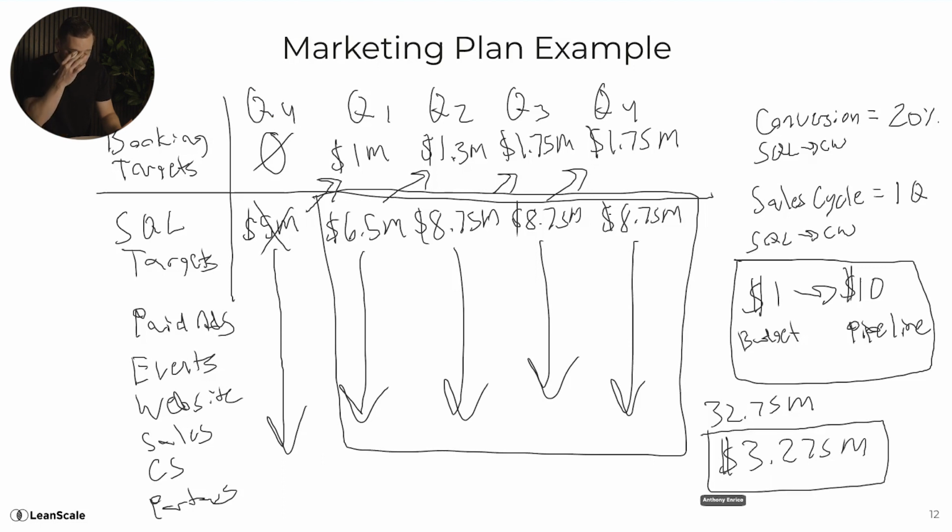Now, one thing that's really important to note is this efficiency metric that we talked about over here for your budget to pipeline. You should really be doing this by channel. So this isn't something that you really should be aggregating into one, but every company is going to be a little different. So take a look at efficiency by channel, SQL expectations by channel, and then have an expected budget by channel to put together your overall marketing budget.